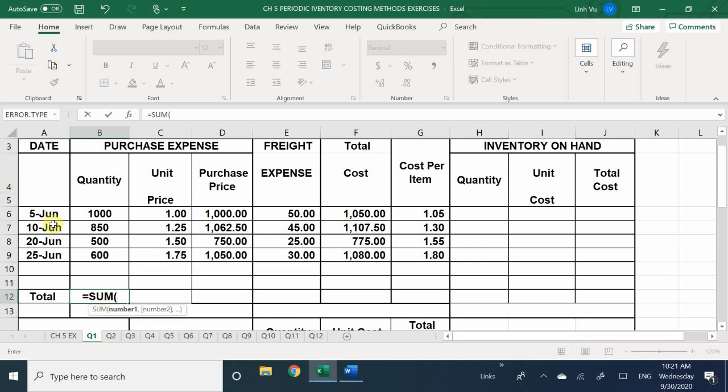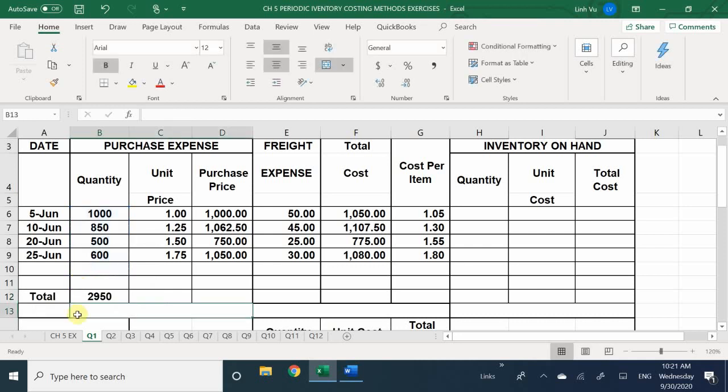So here I have a total quantity of 2,950. Okay? And I'm going to get a total purchase price of $3,862.50. Okay. I'm going to go ahead and add my total freight, which is going to give me a total of $150. And that's going to bring up my grand total to be $4,012.